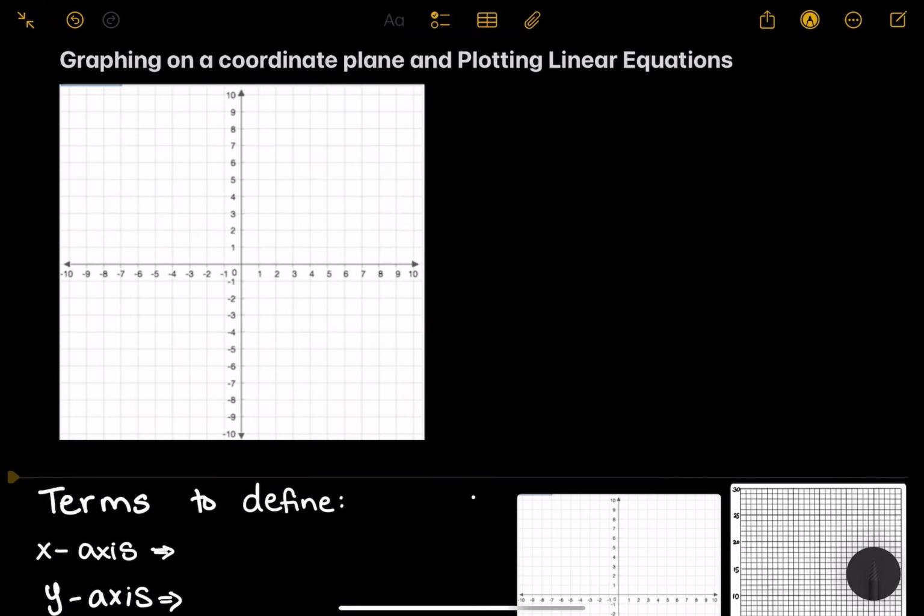Hey guys, welcome back. Today we're going to be talking about graphing on a coordinate plane, and we're also going to be plotting linear equations. So by the end of this video, you'll know exactly how to take an equation and turn it into a straight line on a graph. So let's get started. Our first part is to understand the coordinate plane.